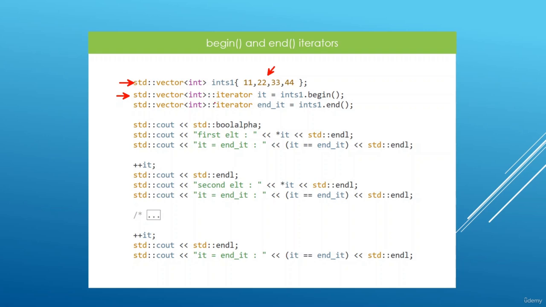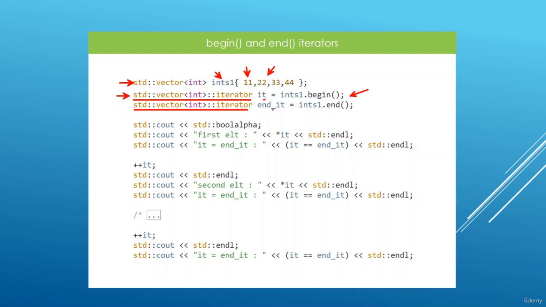So we say std::vector<int>::iterator. This is going to be our type, and this is going to be an iterator that can traverse a vector of ints. We're going to give it a variable name, and then we're going to say the container name and say .begin. We're going to call the begin method, and this is going to give us a begin iterator, which is going to be pointing to the first element in this collection here. We can also get an end iterator, and the syntax is what you see here.